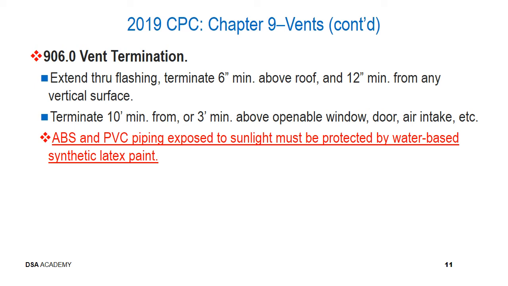A new amendment, one that we've discussed previously, has to deal with ABS and PVC piping that's used as vents, which extends through the roof and is exposed to sunlight. These particular sections of the piping that are exposed to sunlight must be protected by a water-based synthetic paint. The design team also has options for other methods to use to protect these pipes from ultraviolet degradation.